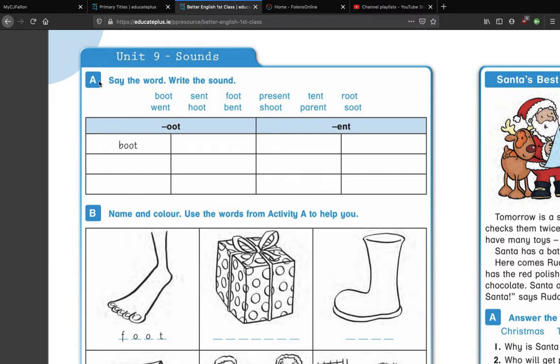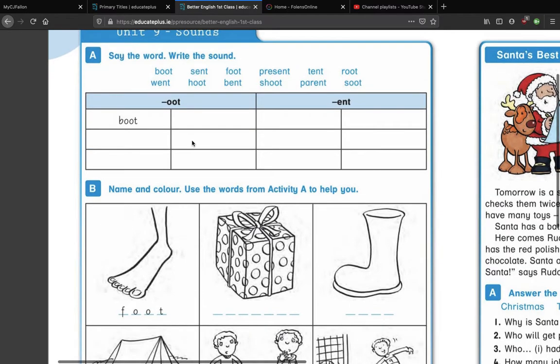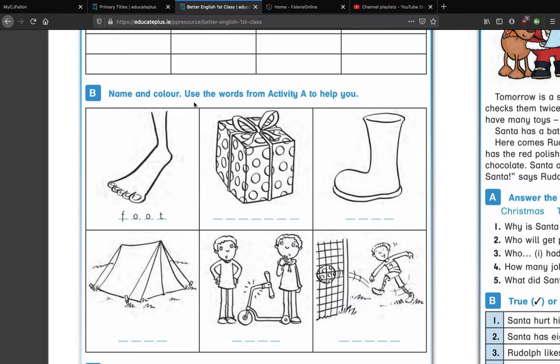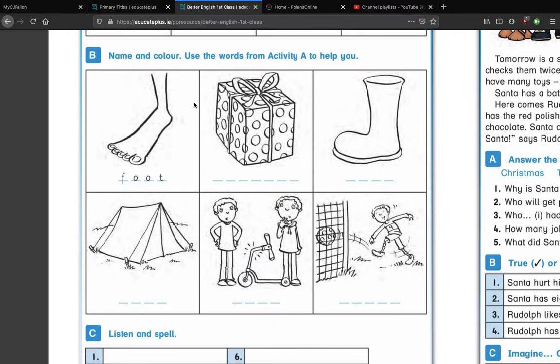Okay, so Part A, say the word, write the sound. So we have oot words and ent words. You know how this goes. If it's got oot in it, you write it down over here. Try to read the word out loud and then write it in. So sh, oot, shoot, and write it in over here. Then put an X through it. I won't go through all of those because I know that all you need to do is read those and write them in. Name and colour and use the words from activity A to help you.